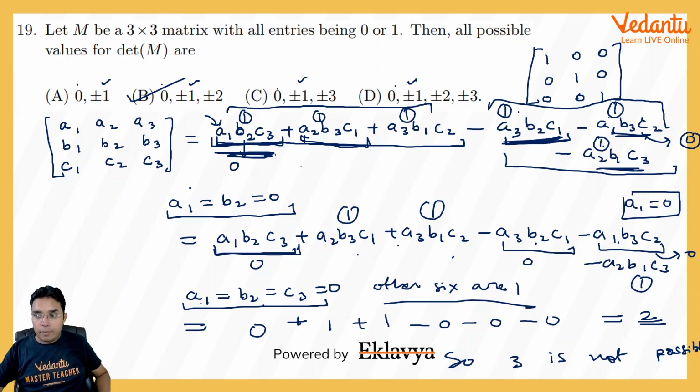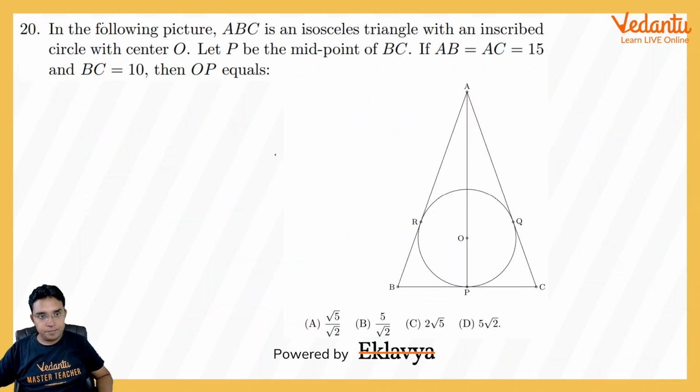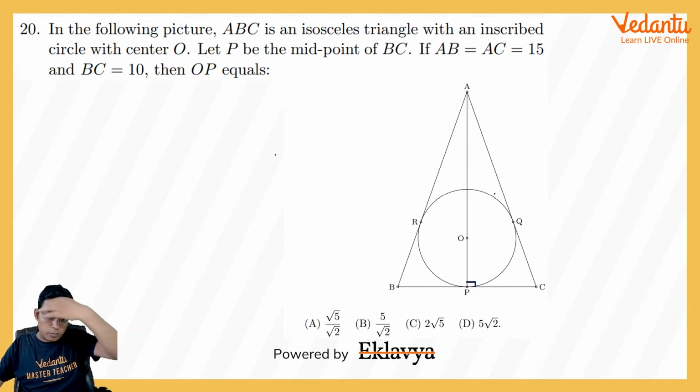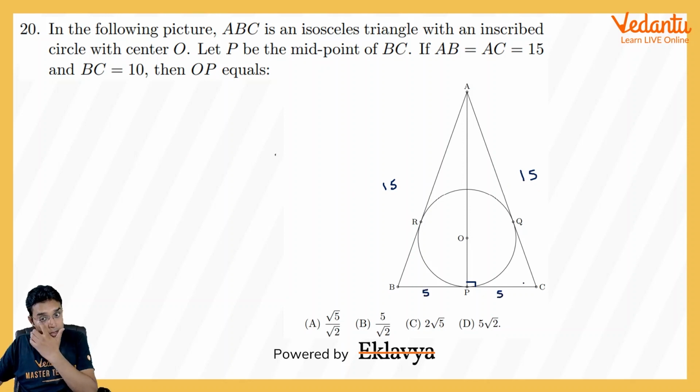Okay, so coming to the next question, that is 20. In the following picture, ABC is an isosceles triangle with an inscribed circle with center at O. P is the midpoint of BC and it's an isosceles triangle. So P is the midpoint, that means it will be altitude also, median also, angle bisector also. And AB and AC, they both are 15. And BC is 10, so BP will be 5 and PC will be 5. And they are asking OP, and I think OP is nothing but the inradius of this circle.